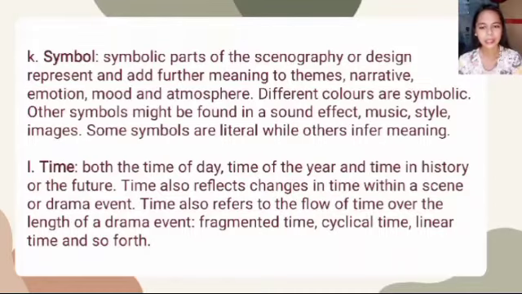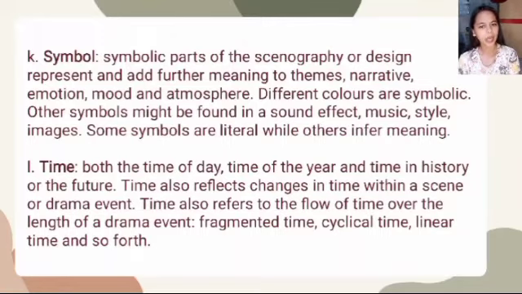So the last element of drama is time. Both the time of day, time of the year, and time in history or the future. The time also reflects changes in time within a scene or drama event. Time also refers to the flow over the length of a drama event: fragmented time, cyclical time, linear time, and so forth. So, the notion of time is one of the indispensable elements of drama in most performances.